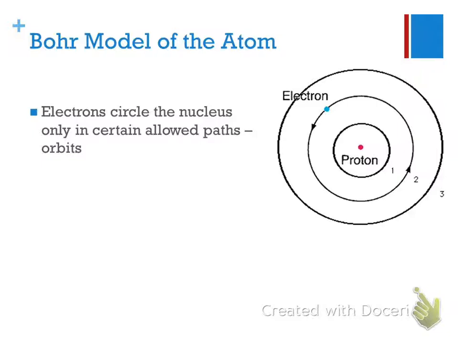The Bohr model tells us that electrons circle the nucleus only in certain allowed paths, or orbits as they called them. In the Rutherford model, we saw that electrons orbited the nucleus, but they had that crisscross star pattern. Do you remember that? In this model, he says they have only very specific paths. They have circular orbits, so they're never going to crisscross each other. They're just going to orbit in these different energy levels.